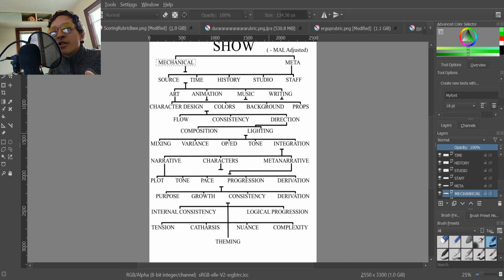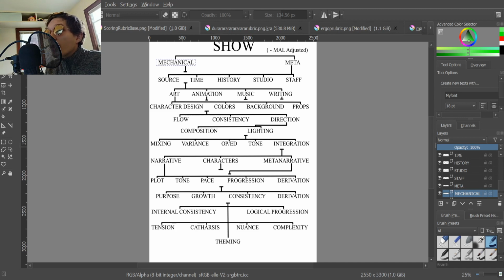When there's a dawn or dusk situation, is it just a color palette swap, or is it actually lit in a completely different way to emphasize things? That's going to be part of your direction as well. You combine these two, you get your direction score, and then you combine these three, and you get your animation score.